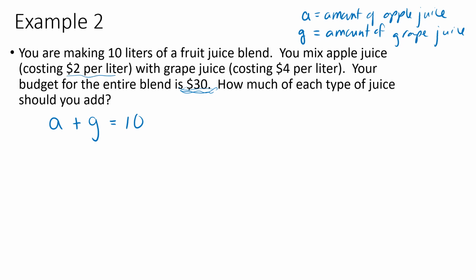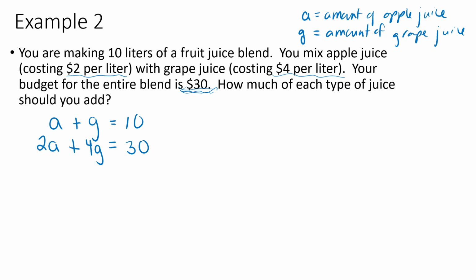So the apple juice is $2 per liter. So if you multiply the number of liters of apple juice by 2, that'll give you how much you're spending on the apple juice. And the grape juice is $4 per liter. So if we do 4 times G, okay, that gives me the amount of money I'm spending on the grape juice, and my budget is 30.